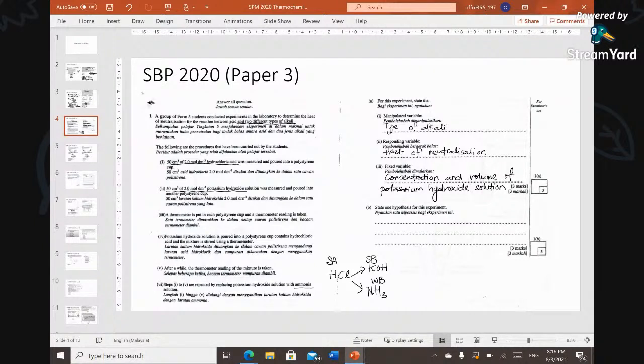So you can straight away mention the reaction between hydrochloric acid and potassium hydroxide solution. Write it down in a sentence: produce a greater heat of neutralization than the reaction between hydrochloric acid and ammonia solution. Definitely their heat of neutralization will be a bigger value.